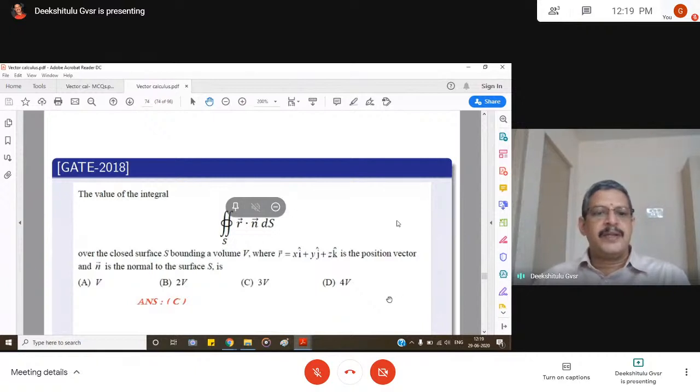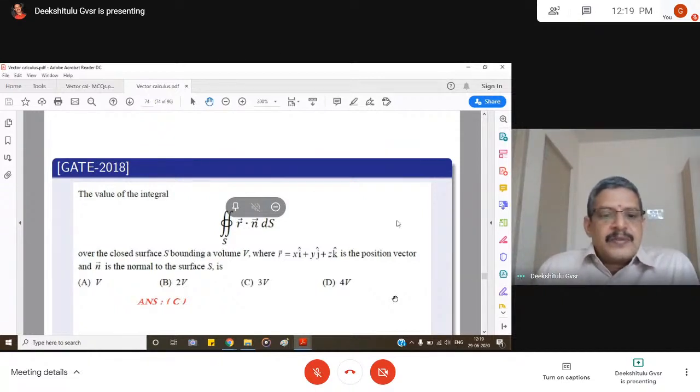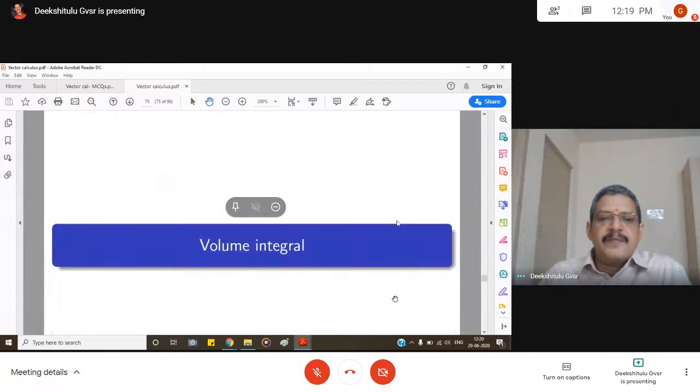Then find the value of the integral of F dot n dS, where F is taken as r bar, over the closed surface S bounding a volume V, where r bar is xi plus yj plus zk, the position vector, and n bar is the normal to the surface. Try it. That becomes 3 times V. Using our usual methods of surface integrals, you can try it, it comes out to 3V.